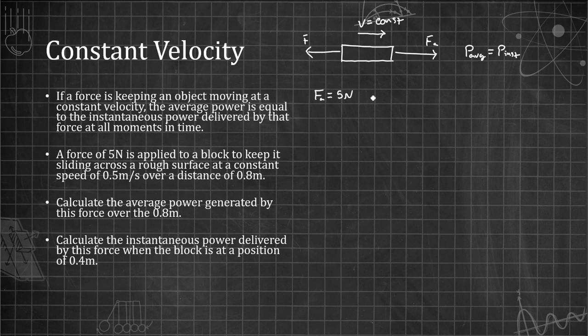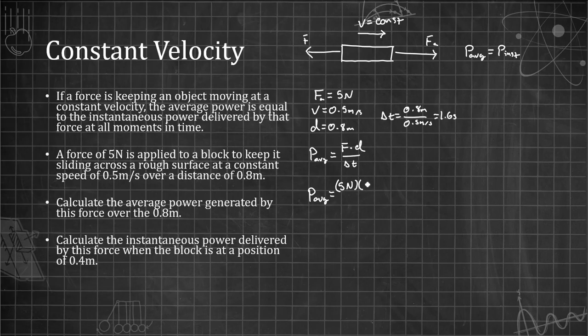Just like we did before, to calculate the average power generated by the force pushing the object to keep it moving at a constant velocity, we're going to do the work done by that force over that distance divided by the time, because once again the work is the change in energy. So we're going to do 5 newtons multiplied by 0.8 meters, and then divide that by the time it takes to move that distance. Now to figure out that time, we need to do a little bit of kinematics. Since we know that the object is traveling at 0.5 meters per second and it travels 0.8 meters, to find the time we just need to do 0.8 divided by 0.5.